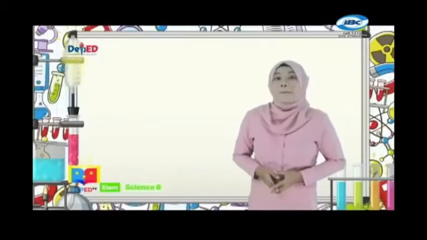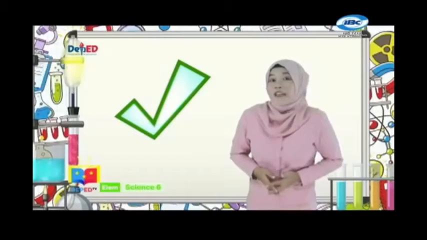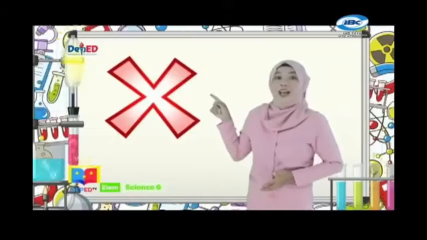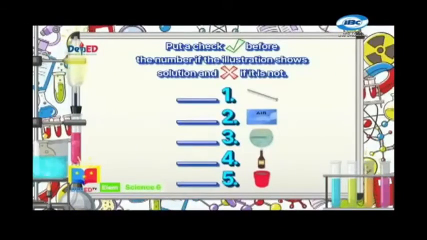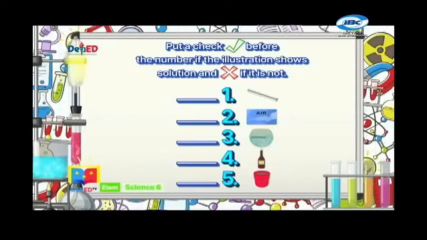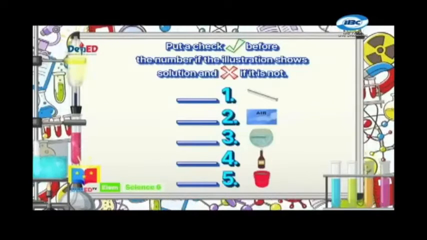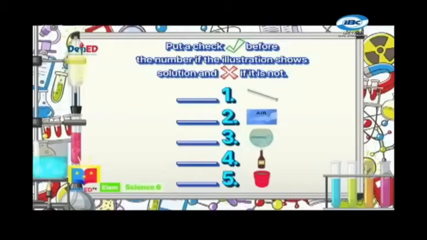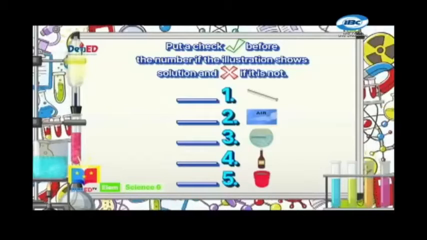As a review, put a check mark before the number if the illustration shows a solution and X if it does not. Number 1, steel rod. Number 2, air. Number 3, pieces of paper in water. Number 4, wine. Number 5, mud in a pail.